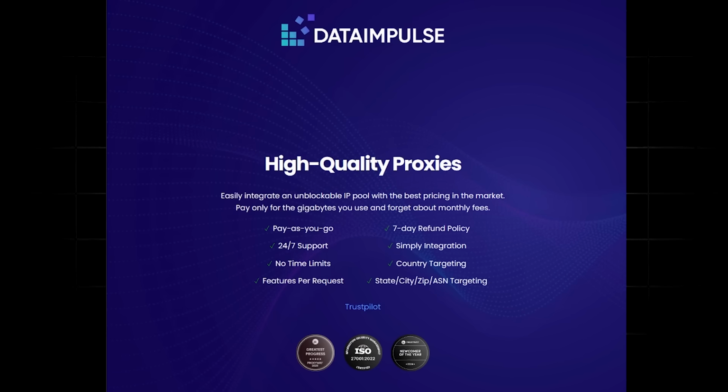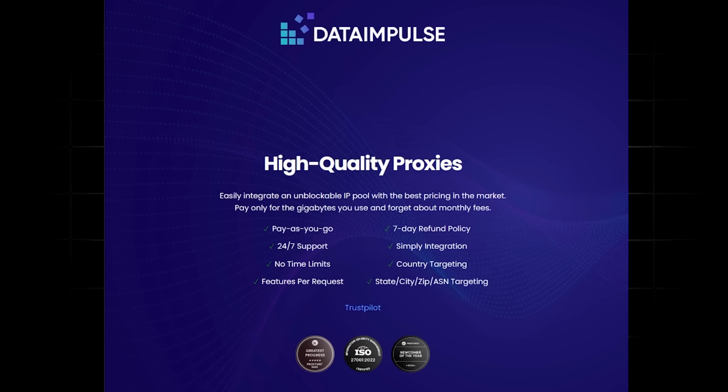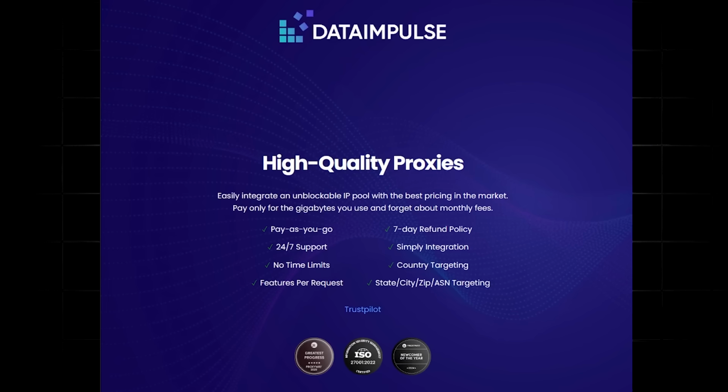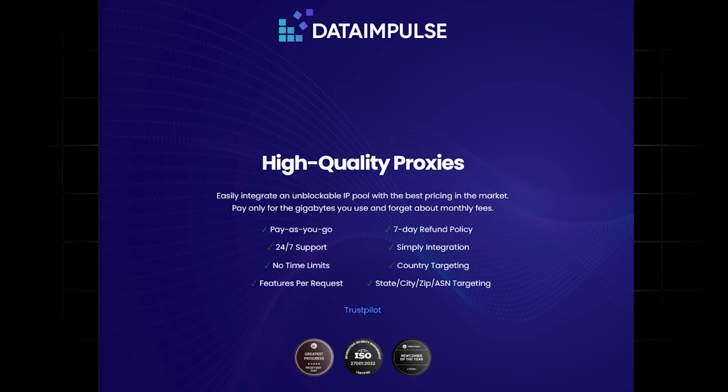And just an overall recap, DataImpulse offers premium residential proxies, 195 locations, 90 million IPs, rotating plus sticky sessions, and 24/7 support, all starting at just $1 per 1 gigabyte.